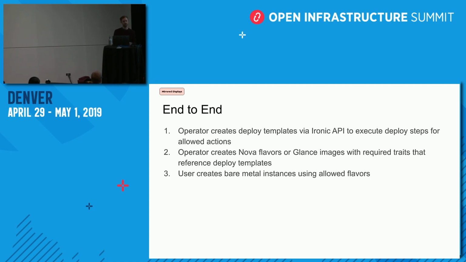So how does this work end to end? The operator would create deploy templates via an Ironic API. And those deploy templates execute deploy steps for the allowed actions that the operator has sanctioned. The operator then creates Nova flavors or glance images with the traits that reference those deploy templates. And the user can create a bare metal instance using any flavors that are available to them.